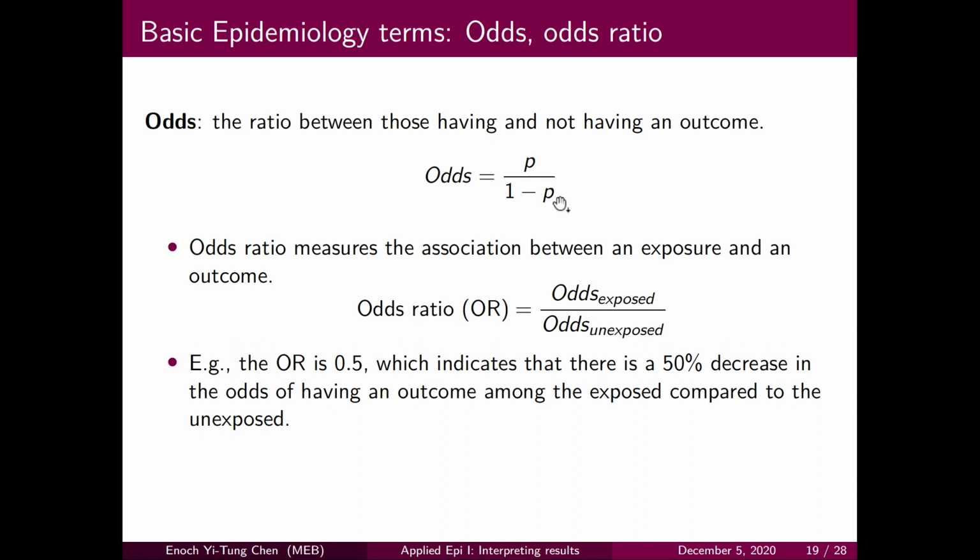Crystal clear? A quick question. Why is there no odds difference? When we talk about risk, we had risk ratio and risk difference. And here when we talk about odds, why is there no odds difference? The answer is simple, because it is just not interpretable to present the difference of odds.